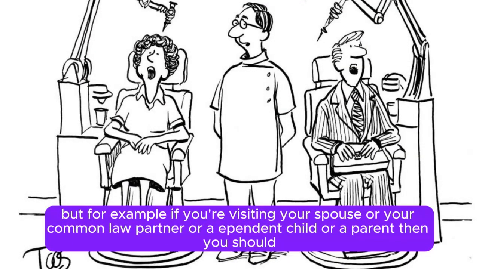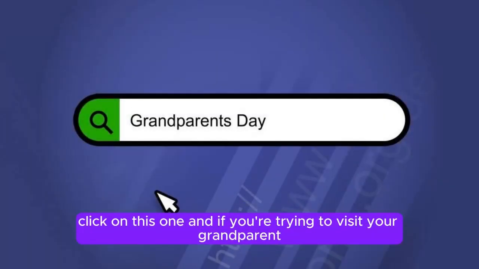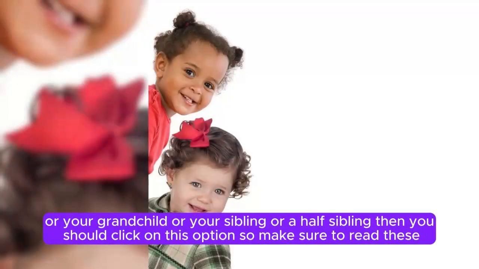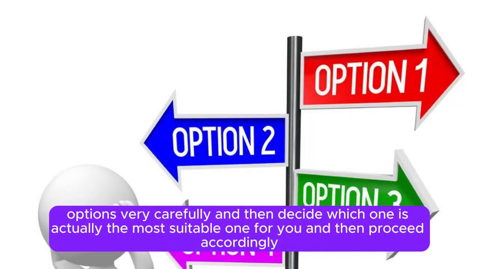But, for example, if you're visiting your spouse or your common law partner or a dependent child or a parent, then you should click on this one. And if you're trying to visit your grandparent, or your grandchild or your sibling or a half-sibling, then you should click on this option. So make sure to read these options very carefully, and then decide which one is actually the most suitable one for you, and then proceed accordingly.